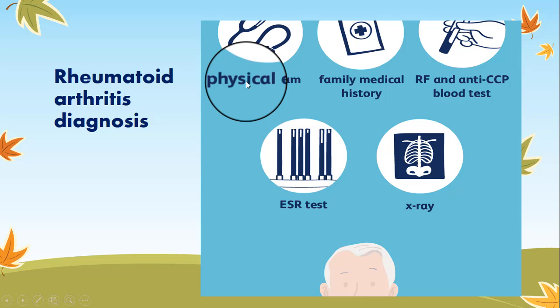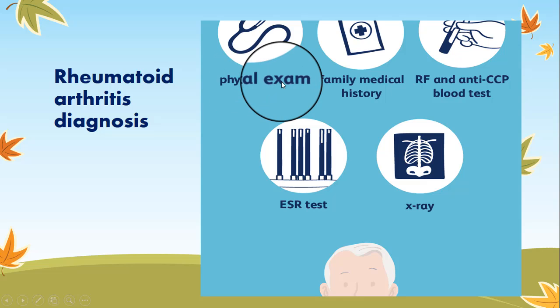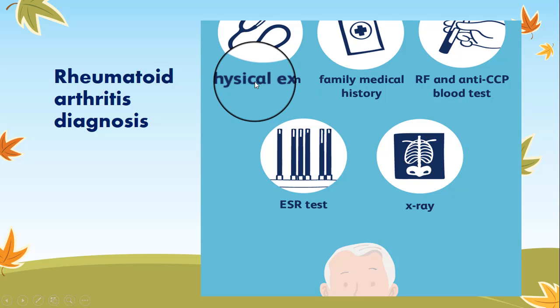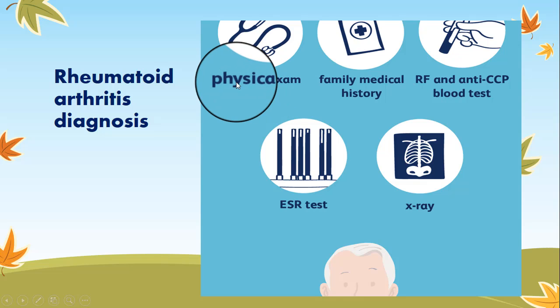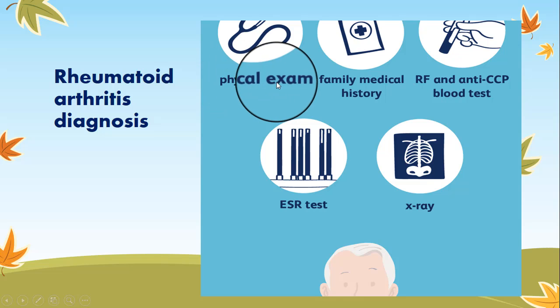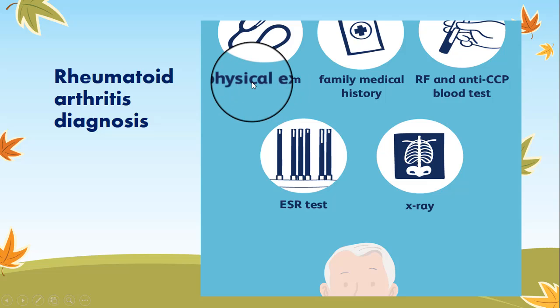Second, examining joint function and range of motion. Next, touching the affected joint to check for warmth and tenderness. Next, testing your reflexes and muscle strength. And if they suspect rheumatoid arthritis, they will most likely refer you to a specialist called a rheumatologist.